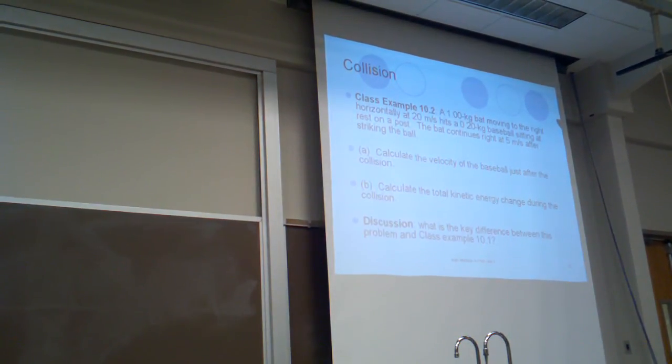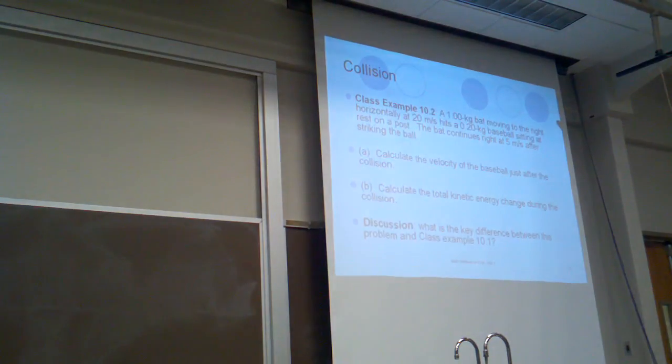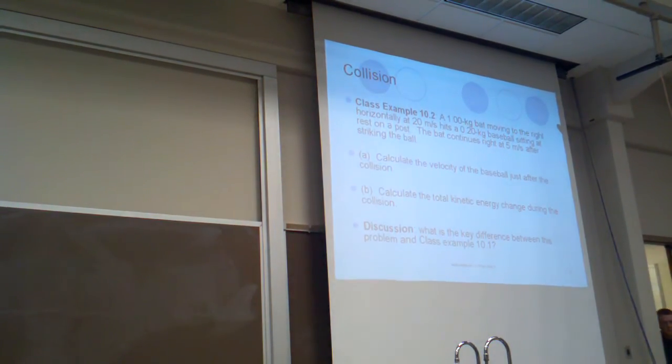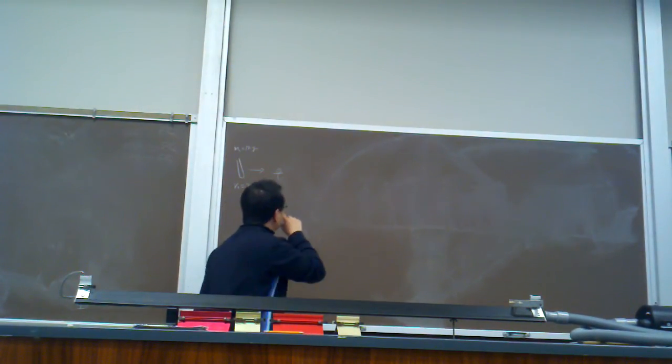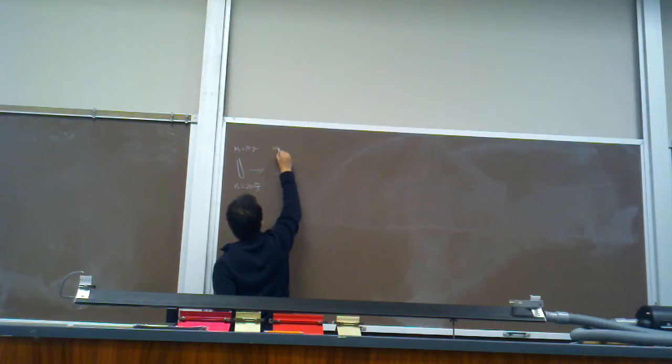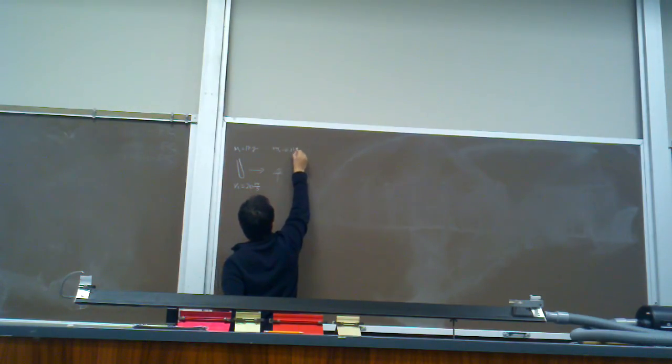So initially the bat, M1 equals 1 kilogram, is moving to the right with V1 equals 20 meters per second. Okay? And there is a baseball with M2 equals 0.2 kilogram.